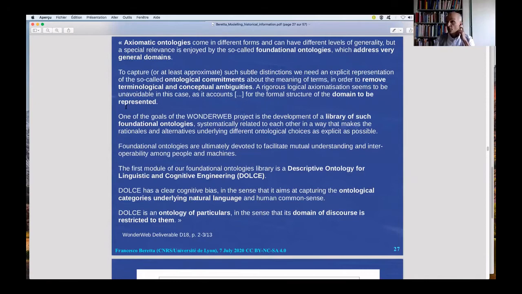The important concepts are that you need axiomatization. This is OWL, description logic. And that foundational ontologies address very large domains. It's a way of thinking about general things. And DOLCE, as I said, speaks about particulars in the world.